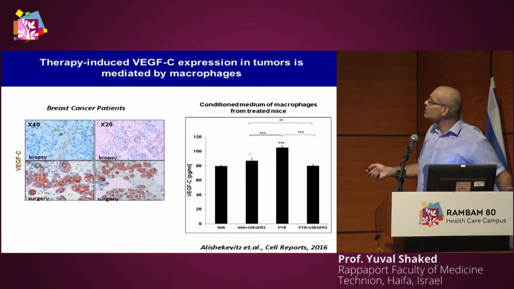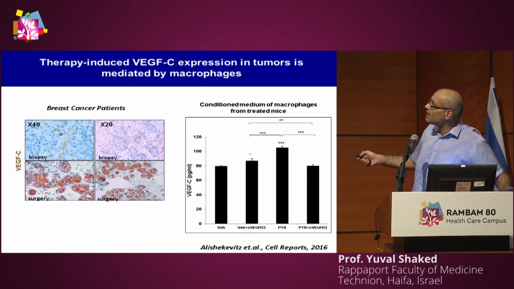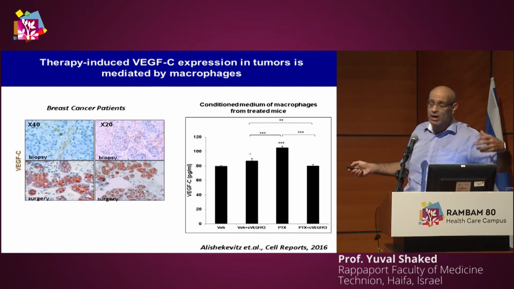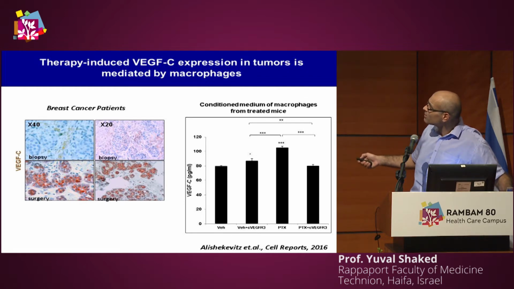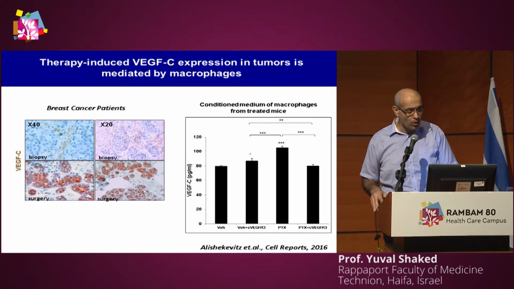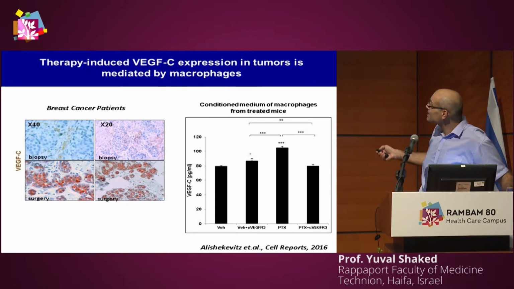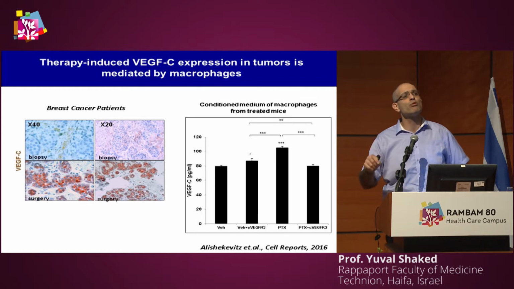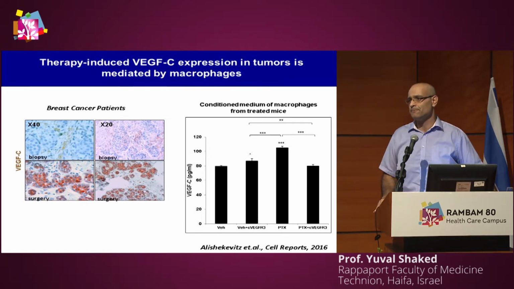What we did is we took, here from Rambam Pathology unit, breast cancer patients treated with chemotherapy. We took the biopsies before any treatment and after tumors were resected, after neoadjuvant treatment, and what you can see is that we found an elevation of VEGF-C. Long story short, I don't want to get into all the details, but what we found is that the macrophages that were exposed to paclitaxel chemotherapy are the ones that probably secrete VEGF-C.